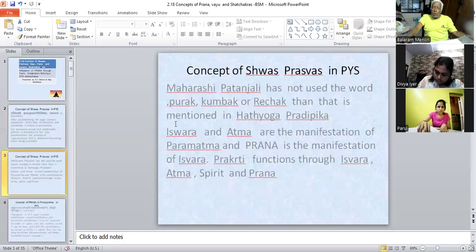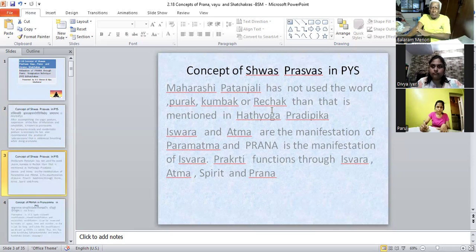He has not used the words Puraka, Kumbhaka or Rechaka. That is mentioned in Hatha Yoga Pradipika. No Ashtakumbhaka; Ashtakumbhaka is in Hatha Yoga Pradipika. Only inhalation and exhalation is mentioned in Shwasa Prashwasa, Gati Vicheda, Iti Pranayama. No Bahya Kumbhaka, no Antar Kumbhaka. But everything is mentioned in Hatha Yoga Pradipika, Ashtakumbhaka.